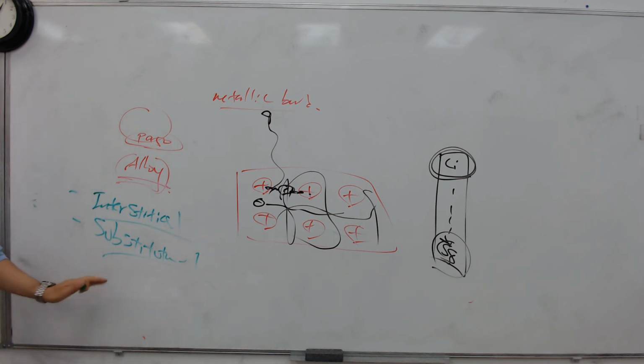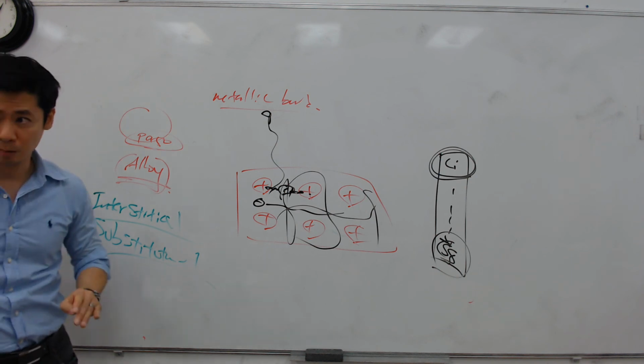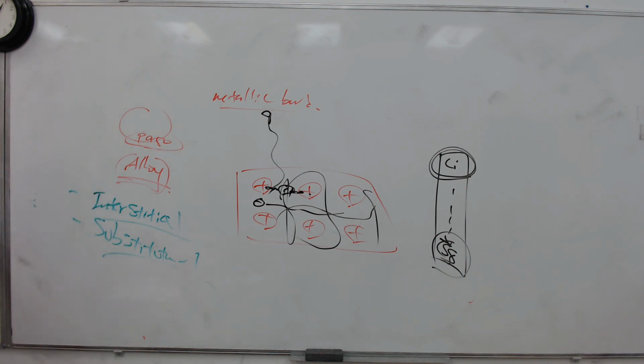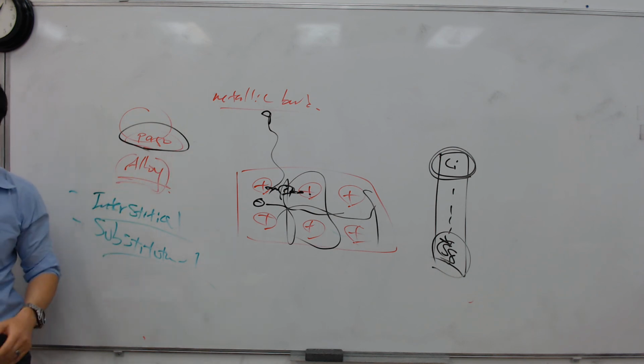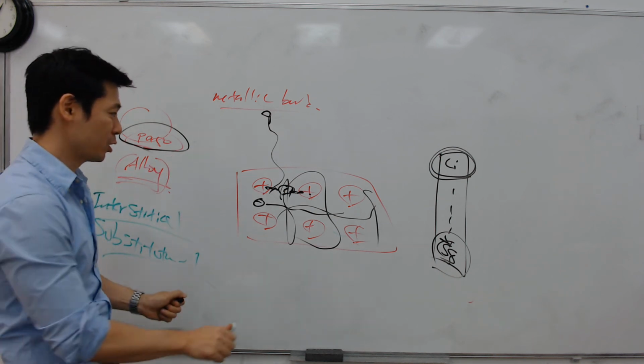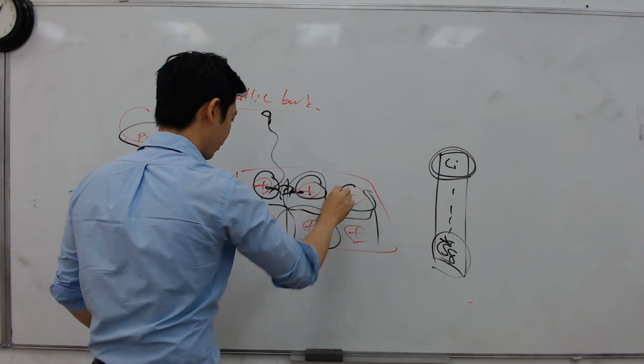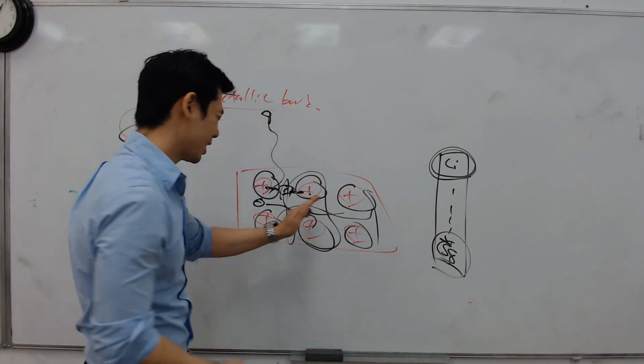Interstitial and substitutional. Okay, so let's talk about what it is. Let's talk about the platinum alloys. Platinum is a very large atom, right? Which means what? There's a lot of space in between the atoms. You understand, guys? There's a lot of space.